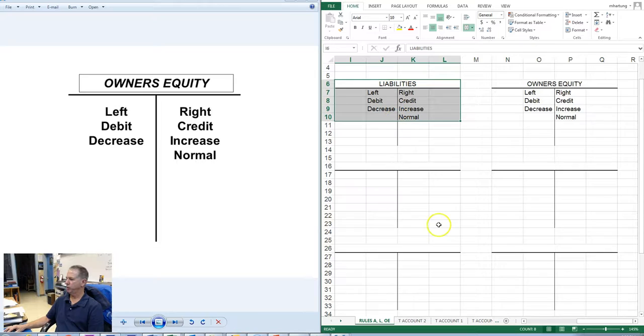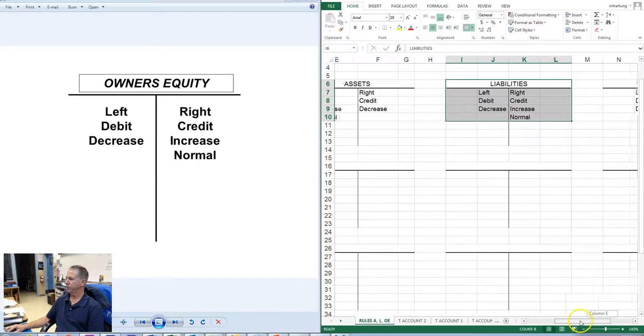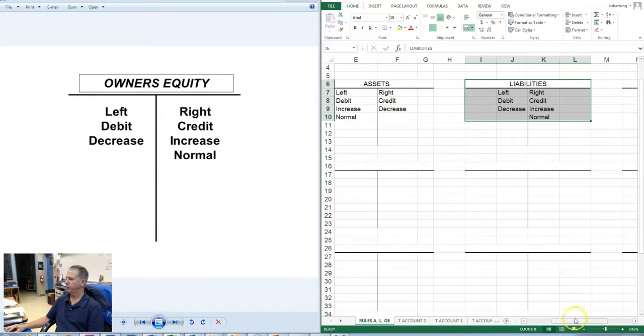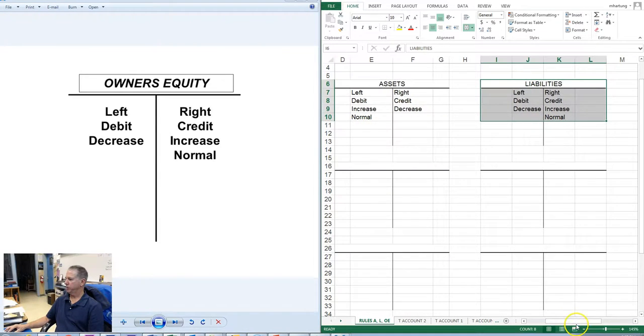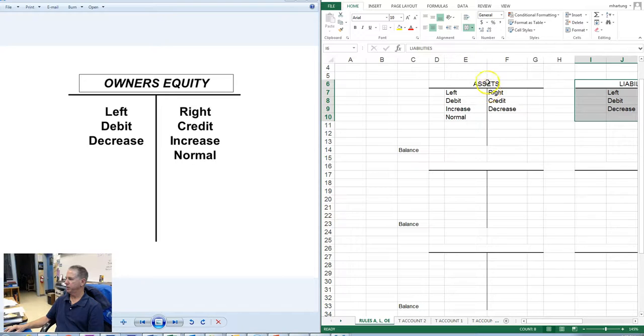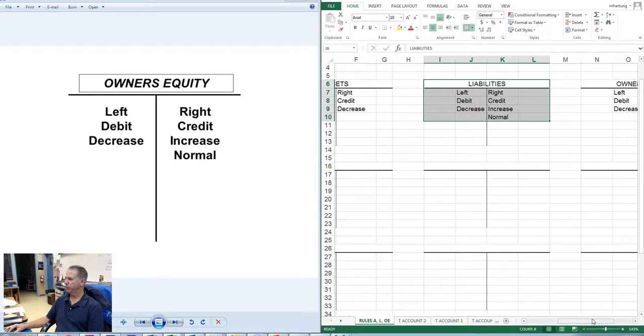So notice, as you'll recall from our accounting equation, there's that equal sign. Assets equals liabilities plus owner's equity. And so the asset is to the left of the equal sign. Assets increase on the left side or the debit side. This is a way that you can remember this. Liabilities are on the right side of the equal sign.